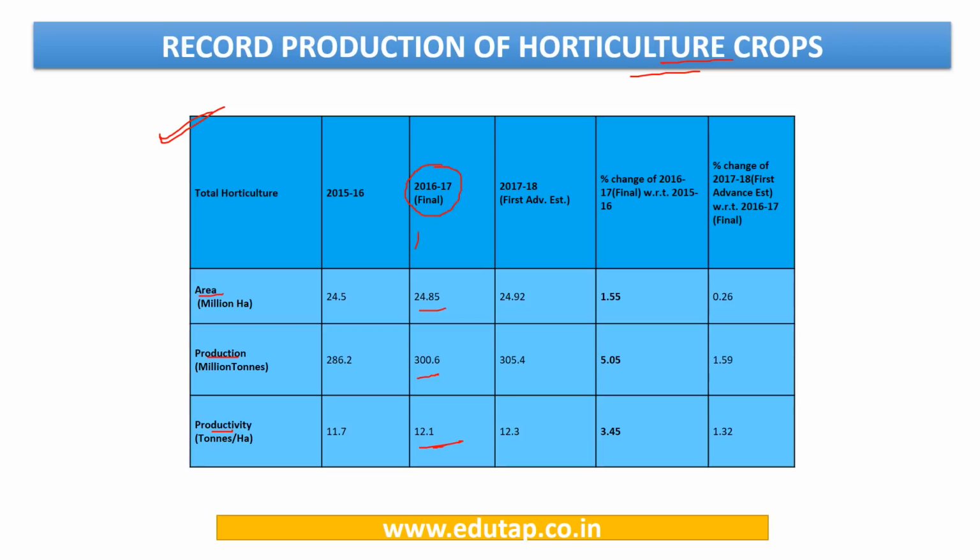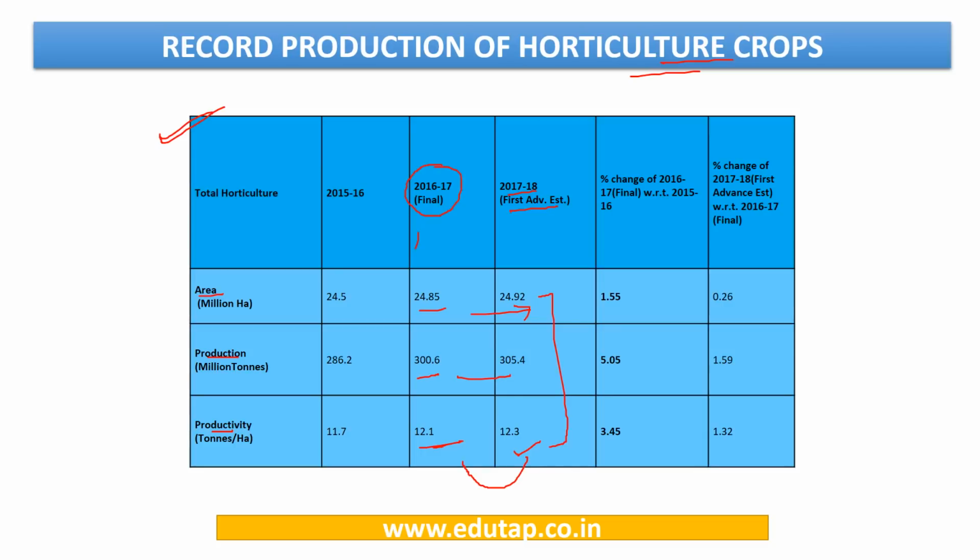For the year 2017-18, as per first advanced estimates, the figures for area, production and productivity are 24.92 million hectares for area, 305.4 for production and 12.3 for productivity. So we can basically see there is increase in productivity, there is increase in overall production, as well as there is marginal increase in the area under horticulture crops.